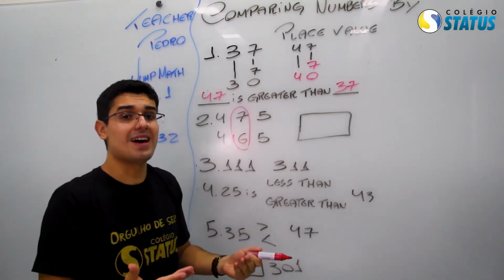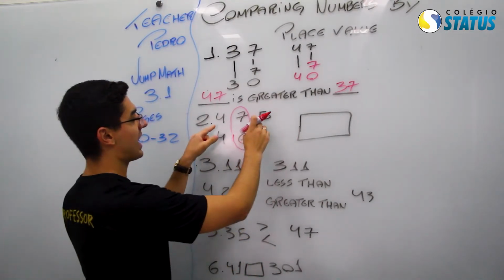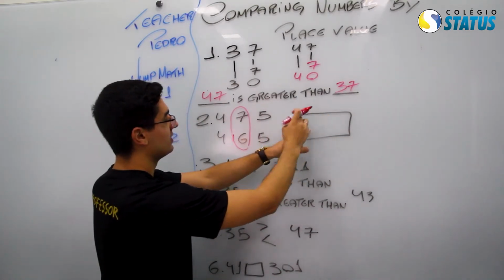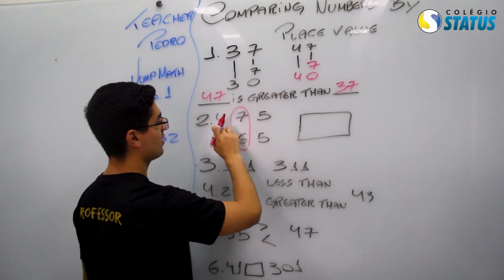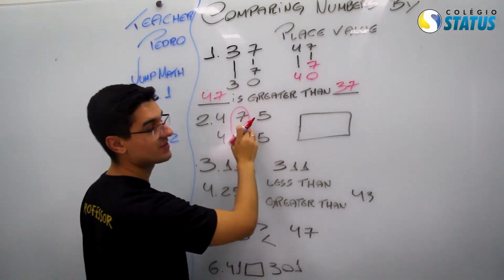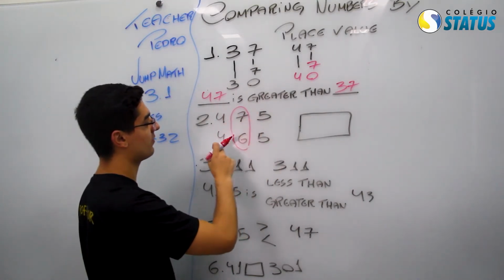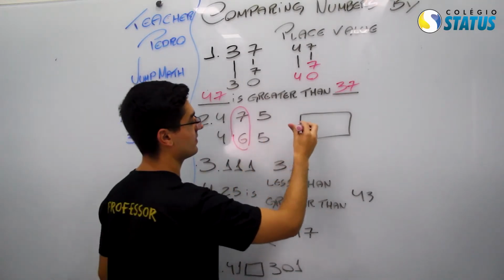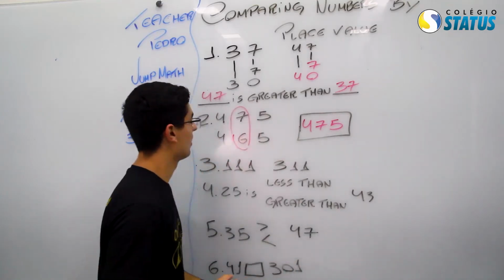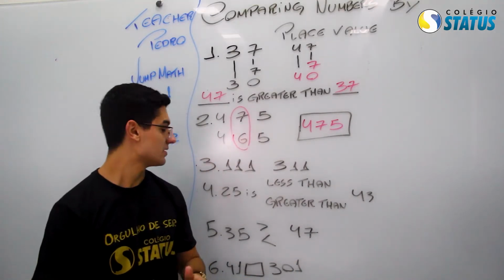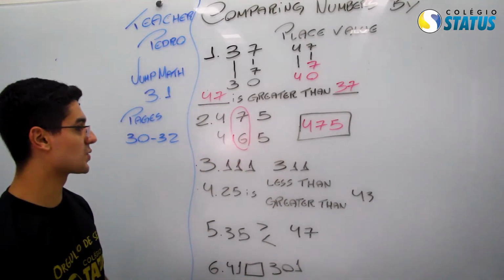E agora? And now, what we have to do? We have to write here the greater number. So, here, in this case, 475 is greater than 465. So, we write here 475. Okay, kids? No problem? Exercise number 3.